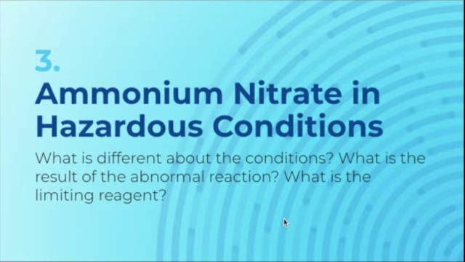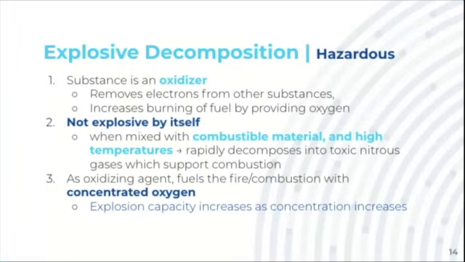Okay, so we've looked at how ammonium nitrate reacts under normal conditions, but how do these reactions go wrong? Let's look at ammonium nitrate in hazardous conditions. NH4NO3 is an oxidizer, meaning it removes electrons from other substances easily and increases the burning of fuel by providing it excess oxygen. By itself, the substance is not explosive or harmful. It only becomes unsafe when contaminated with combustible materials and near high temperatures. When it decomposes under these conditions, it will rapidly produce toxic nitrogen gases and oxygen, which will increase the explosive capacity of the nearby combustion reaction.